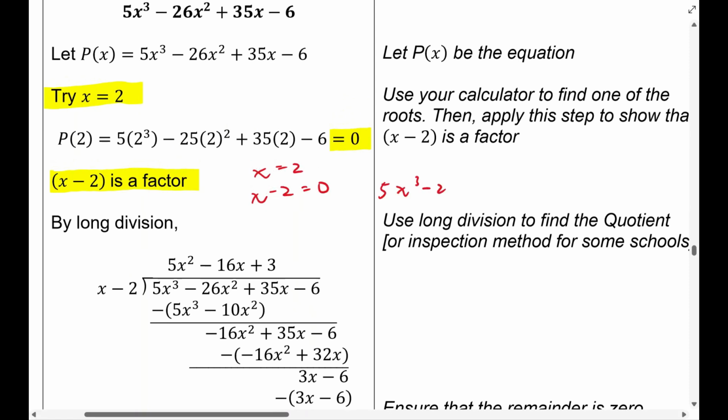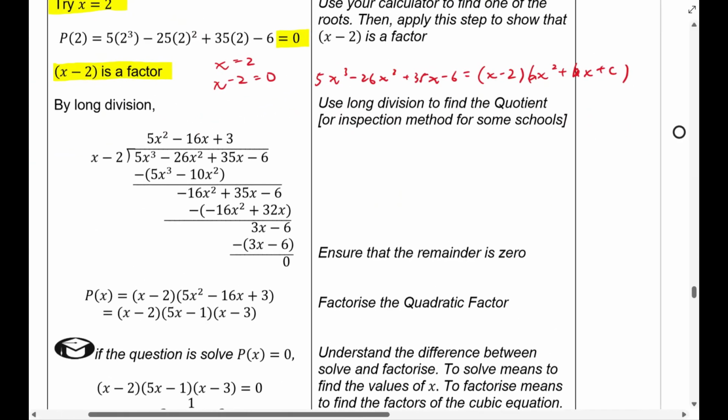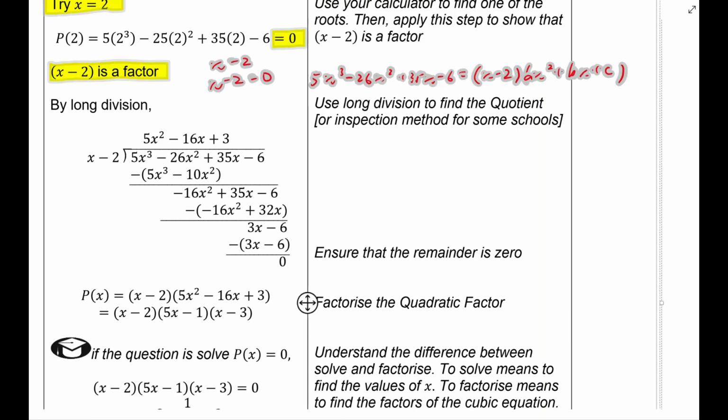5x cubed minus 26x squared plus 35x minus 6 equals x minus 2 as your first bracket, and then you will have another quadratic bracket that you need to find. So you can either use long division as shown here, and if you need to recall how to do long division, you can look at the previous videos. Or you can use something called the inspection method that some schools will teach.